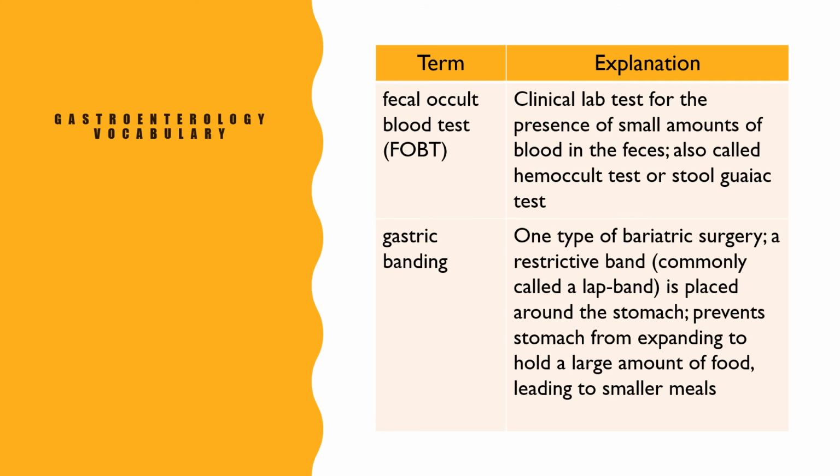Fecal occult blood test, or FOBT, is a clinical test for presence of small amounts of blood in the feces. It's also called a hematology test or a stool guaiac test. Gastric banding is one type of bariatric surgery. A restrictive band, also called a lap band, is placed around the stomach, and it prevents the stomach from expanding to hold a large amount of food, which leads to a smaller meal.